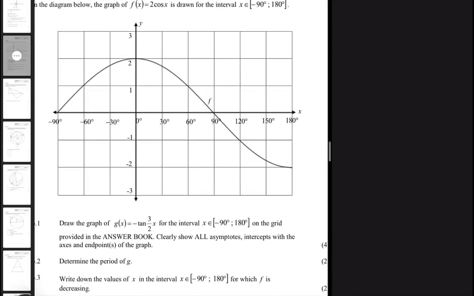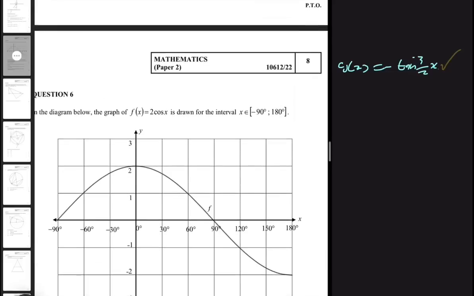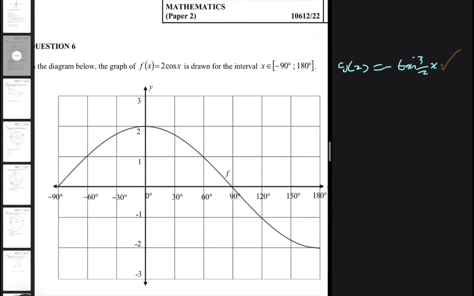Look at 6.1. The question here is saying that let's draw the graph of g of x if g of x is equal to minus 10 3 divided by 2x for the interval x is an element of minus 90 to 180 on the grid provided in the answer book. Clearly show all asymptotes, intercepts with the axes, and endpoints of the graph. So we are going to do that exact thing. We are going to substitute values of x in our function g of x while moving with an interval of 30. Let's see how that will look. We are going to start at minus 90.